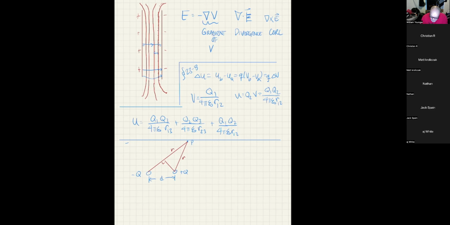Okay, but this quantity right here is going to be called delta R. And we can call this angle right here Q, or excuse me, theta.